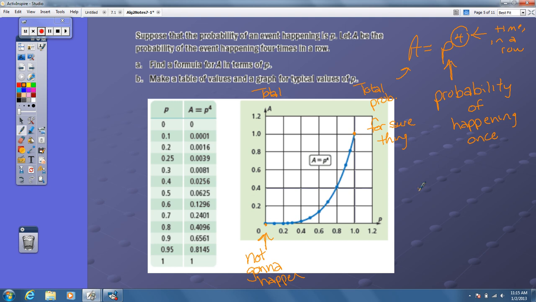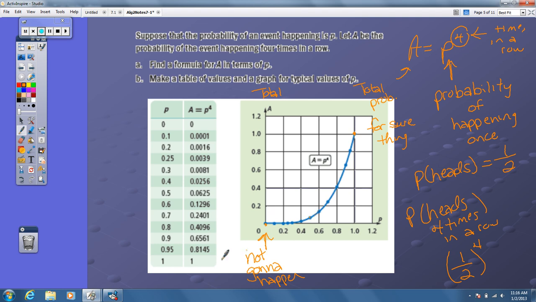Anyway, let's say that we're talking about flipping a coin. The probability of getting heads is 1/2, right? 1 out of 2. Now, the probability of getting heads 4 times in a row. Here's how it works. You take the 1/2, that's the probability of it happening once, and then the number of times in a row goes up here. So it's 1/2 to the 4th power. Now 1/2 is right here, 0.5. Look at this. Are you going to get it 4 times in a row? Chances are not good. For it to happen 4 times in a row, it's going to be less than a 10% chance, it looks like.